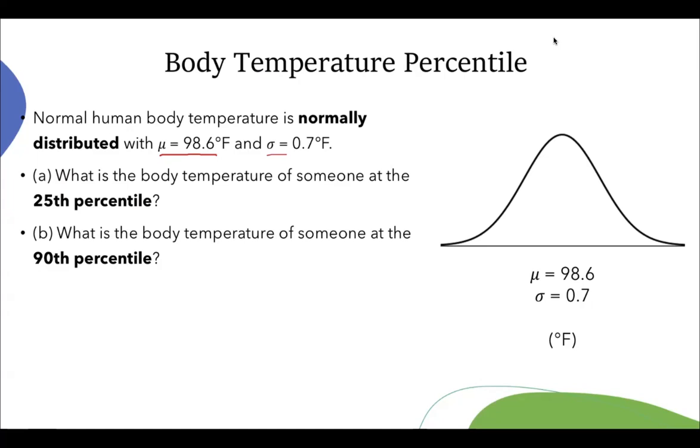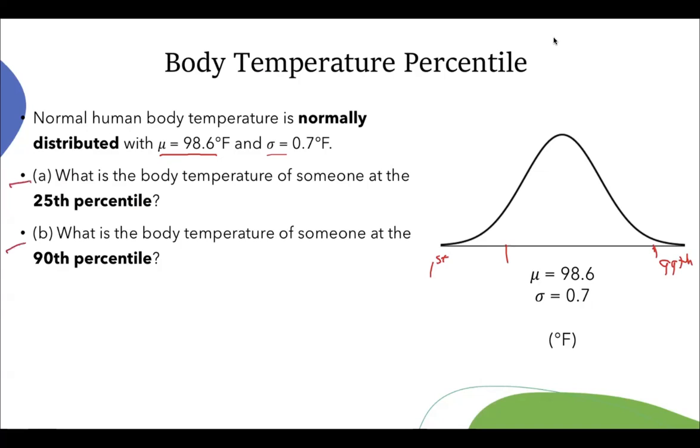So we know that percentiles start here. You could think about that as the first percentile at the very, very left. And you could think about the largest percentile at the very right, like the 99th percentile. So the 25th percentile may be somewhere around there, and the 90th percentile may be somewhere around there. Those are the two values that we're going to be asked for in A and B.